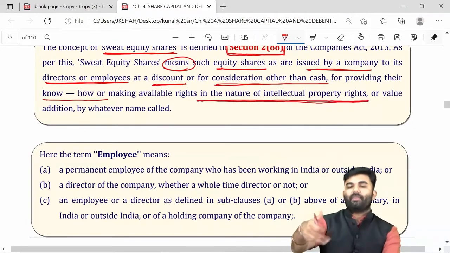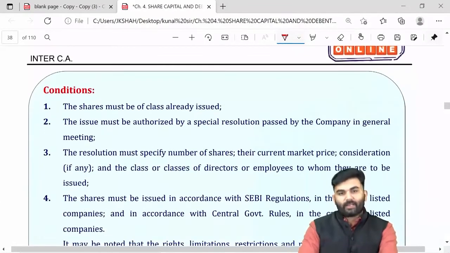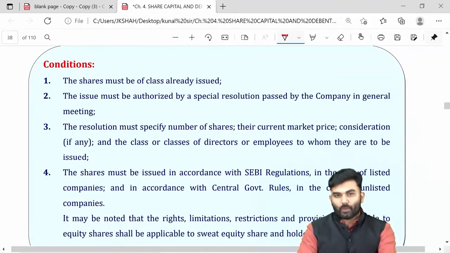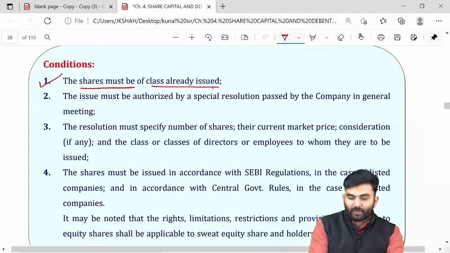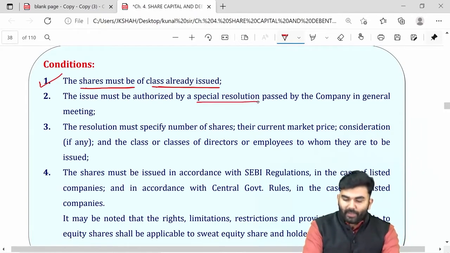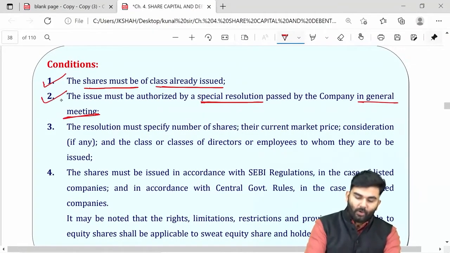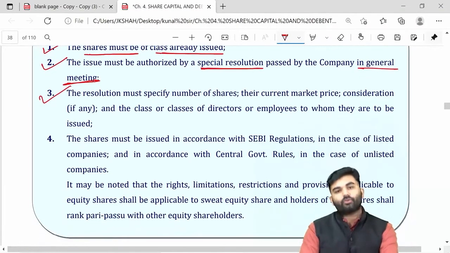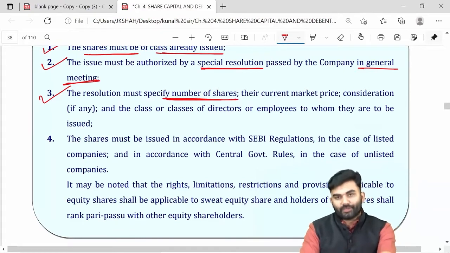In return, the company might issue them some shares at a discount or for a consideration other than cash. Whenever the company wants to issue sweat equity shares, it can issue only those shares which were previously issued by the company. The company requires to pass a special resolution by calling a general meeting. The company needs to communicate with its members about how many shares it is going to issue through sweat equity shares.